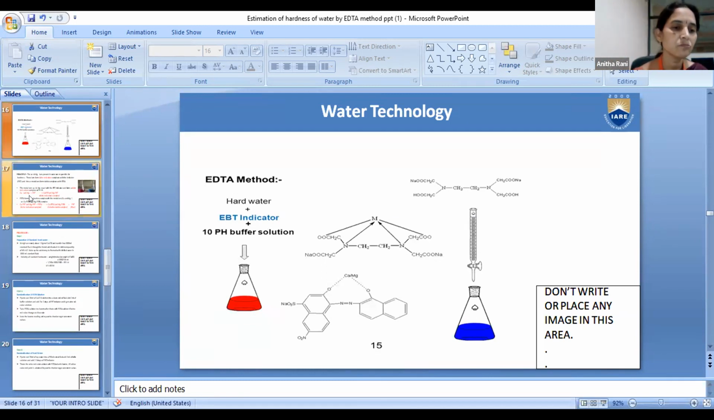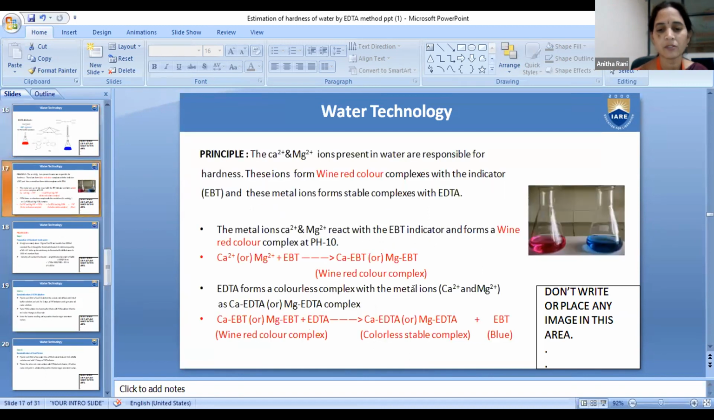So this is the principle. What is the principle? Forming a colorless stable complex, that is calcium EDTA or magnesium EDTA complex. So now this water we can use. This is like an internal treatment method, because here a stable complex is formed, which is not harmful. We can use this water.